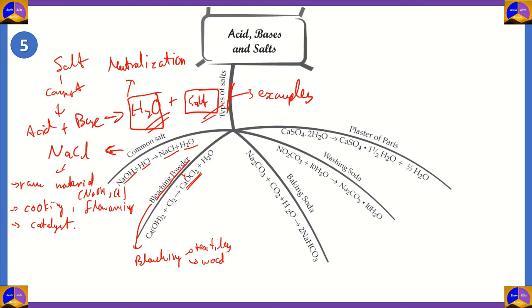Note that bleaching powder is also used as an oxidizing agent, so it easily gets reduced, and the compound reacting with it gets oxidized very quickly. Another important use for bleaching powder is as a disinfectant. When you have water, you can remove the germs from drinking water using bleaching powder, and that's why it is a disinfectant in water.